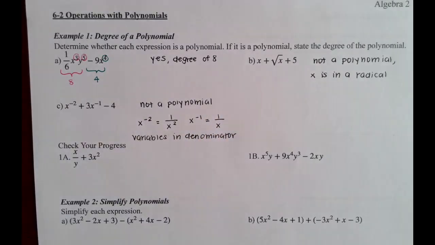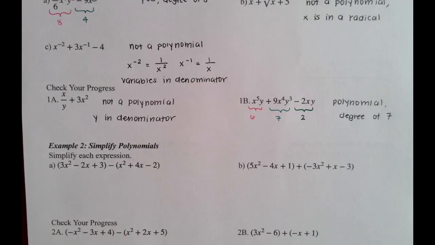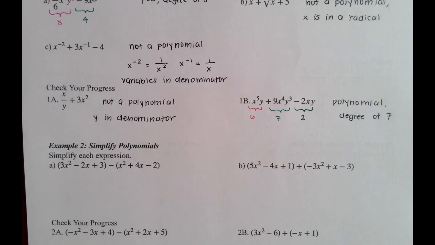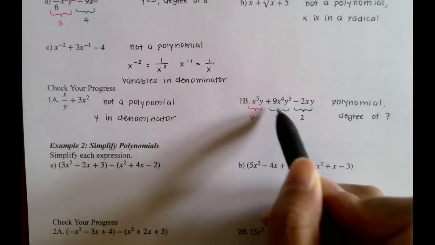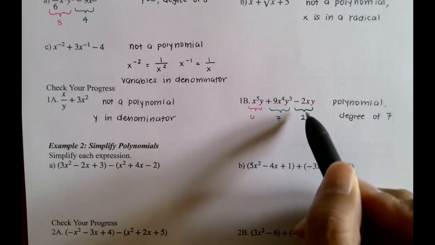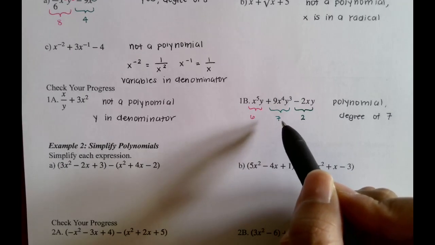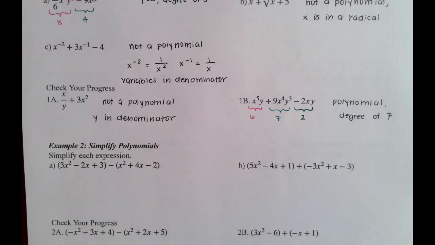Okay, so why don't you try CYP 1A and 1B and then come check your answer when you're done. Okay, 1A you should have gotten not a polynomial. The reason why is because y here is in the denominator. For 1B, it is a polynomial and its degree is 7. The first term has a degree of 6, the second term has a degree of 7, and the third term has a degree of 2. So we want the term with the highest degree, and that's the middle one with a degree of 7.